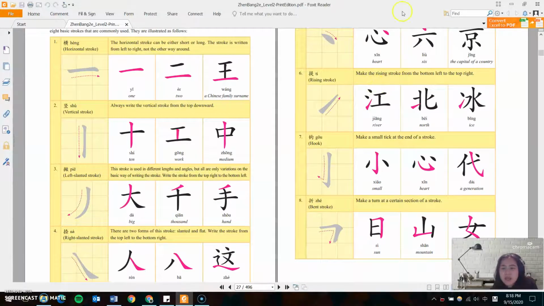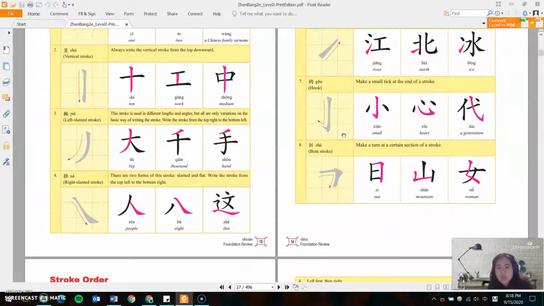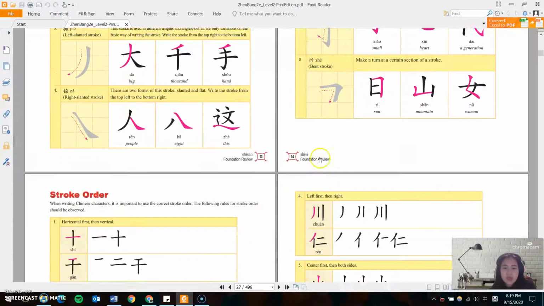提, make the rising stroke from the bottom left to the top right. 钩, make a small tick at the end of a stroke. It's like a little hook, right, as you see here. 折, make a turn at a certain section of a stroke. Okay, so there are angles, right?